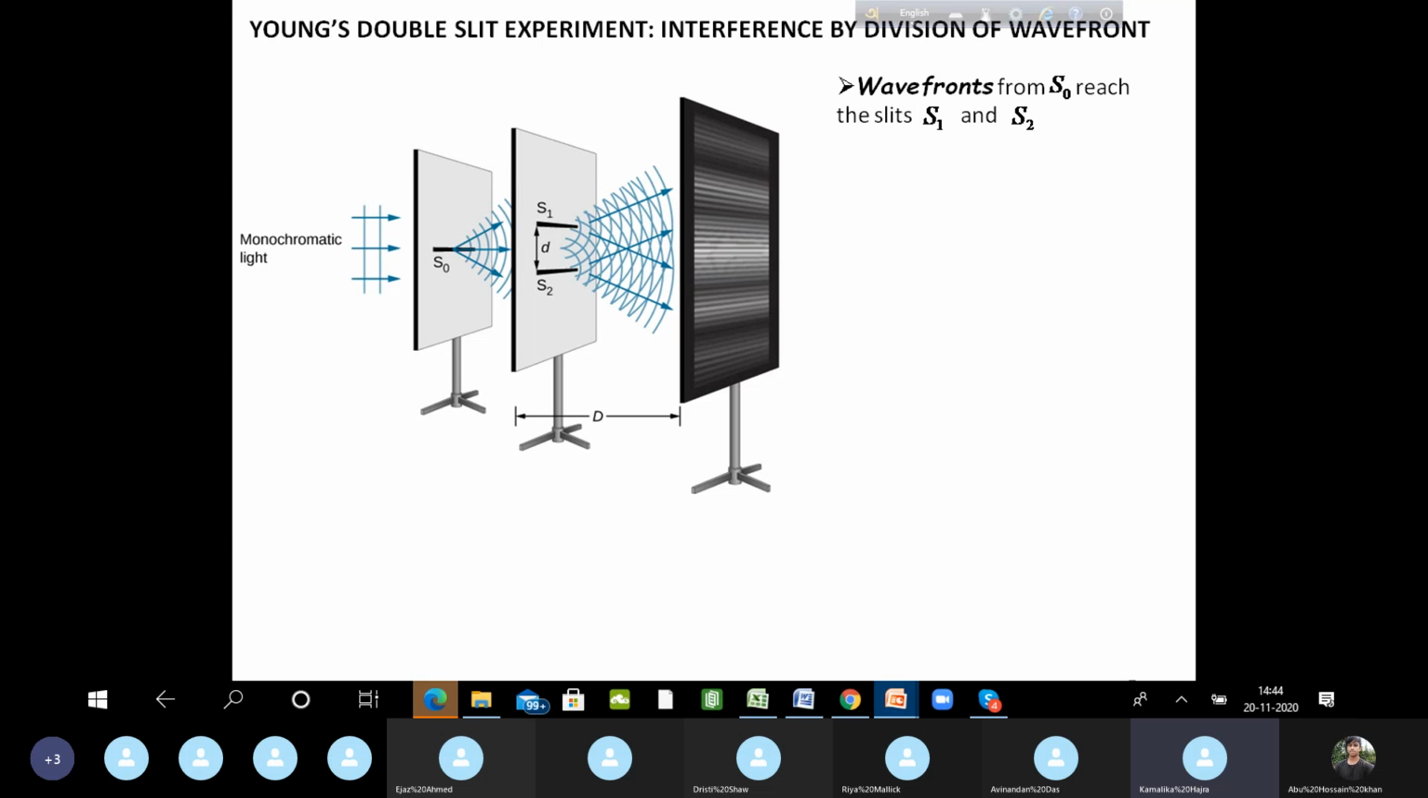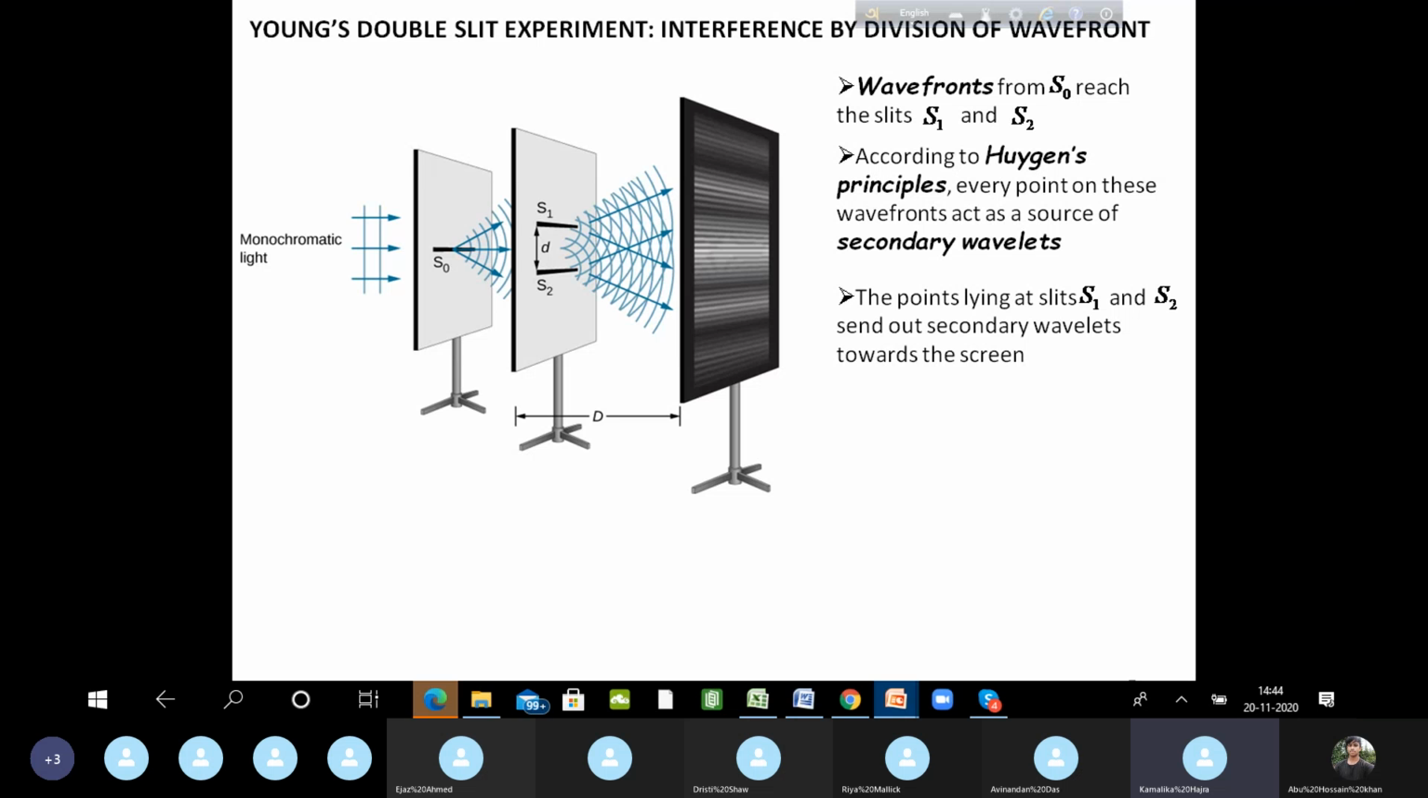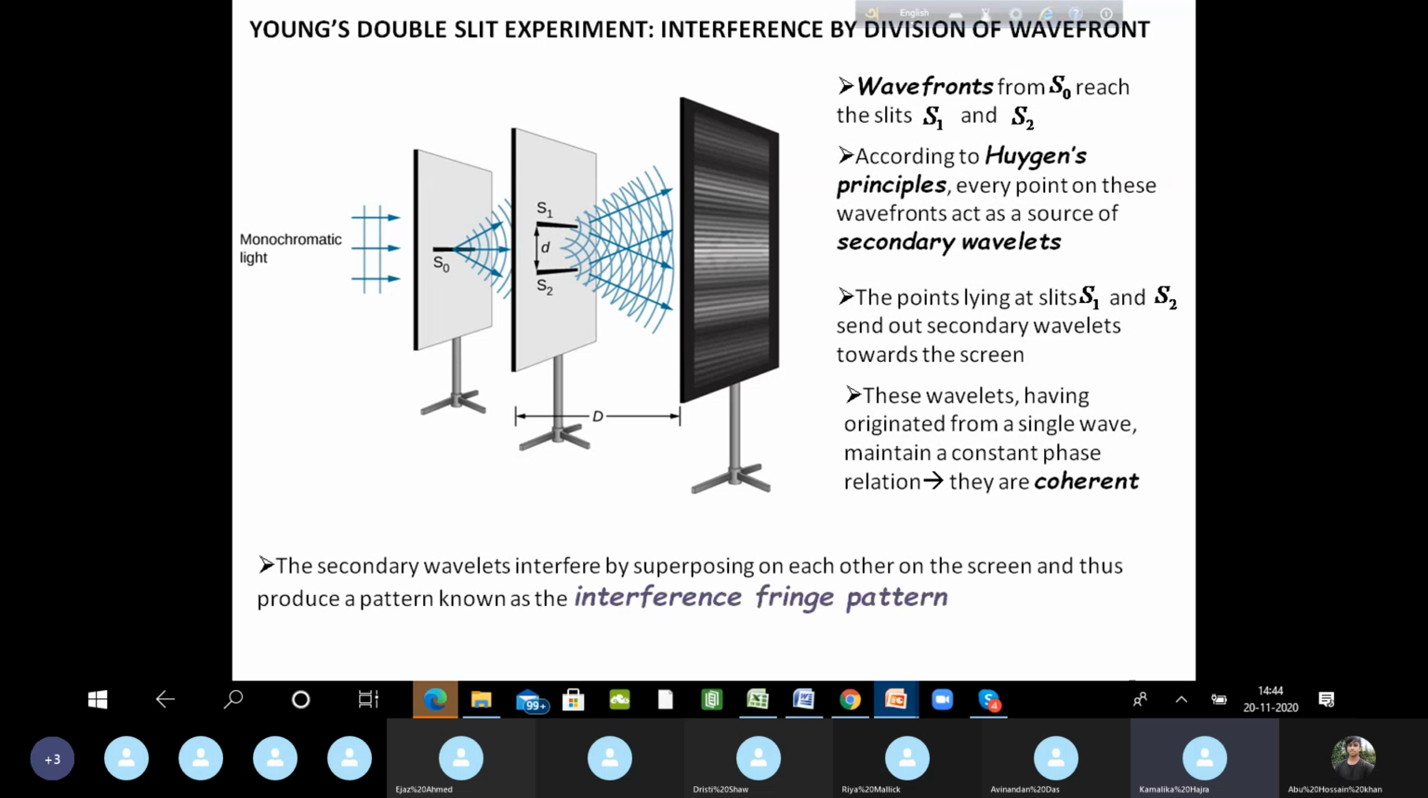Wavefronts from S0 reach the slits S1 and S2, and according to Huygens principle, they are sources of secondary wavelets. So the points lying at S1 and S2 send out secondary wavelets. These wavelets, having originated from a single wave, are coherent. The secondary wavelets interfere by superposing on each other, and thus they produce a pattern which is known as the interference fringe pattern. As you can see on the screen, we have alternate dark and bright lines which are the interference fringe pattern.